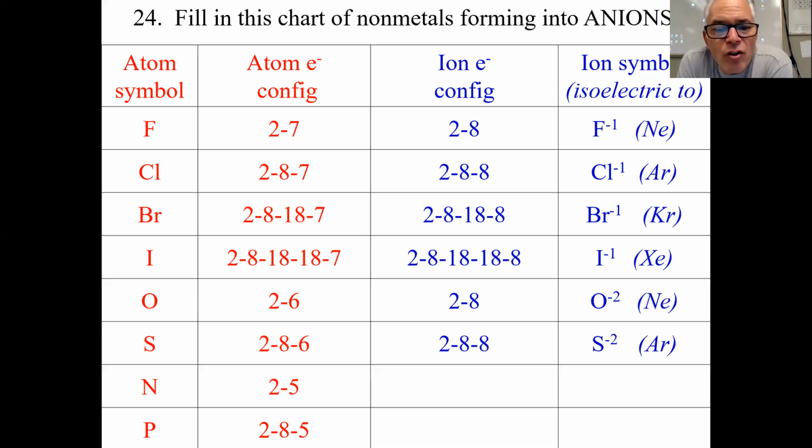Nitrogen has a total of 7 electrons, 2-5. It's a nonmetal. It's got to gain enough electrons to become isoelectric to a noble gas. How many electrons does it need to gain in order to become just like neon, 2-8? Of course, 3. And if it gains 3 electrons, it becomes an N-3 anion. And phosphorus, right underneath it, 2-8-5, how is it going to become isoelectric to argon? It's got to gain 3 electrons.